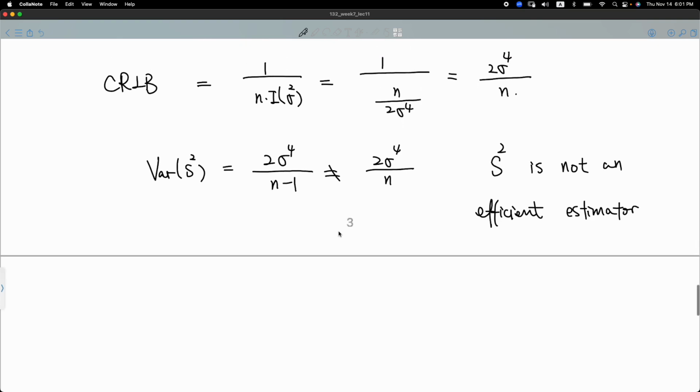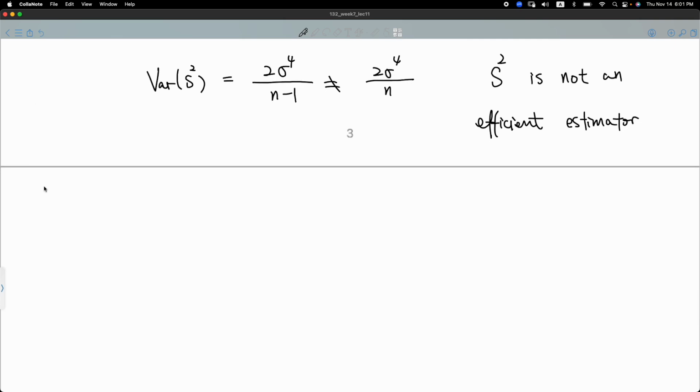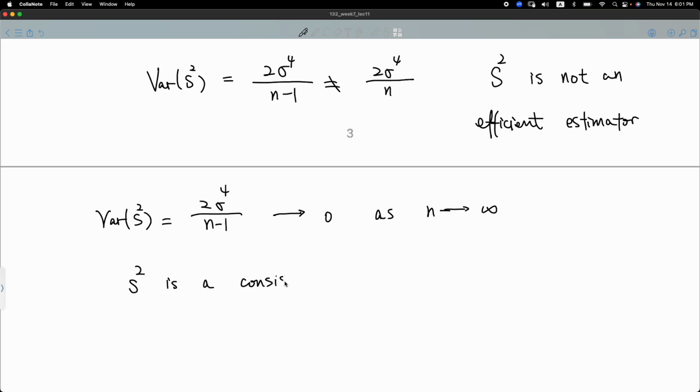Okay. However, for checking the consistency, let me write it again. The variance of S squared is equal to 2 sigma to the power of 4 over n minus 1. So this will go to 0 as n goes to infinity. So we can say that S squared is a consistent estimator of sigma square. And it is not an efficient estimator of sigma square.